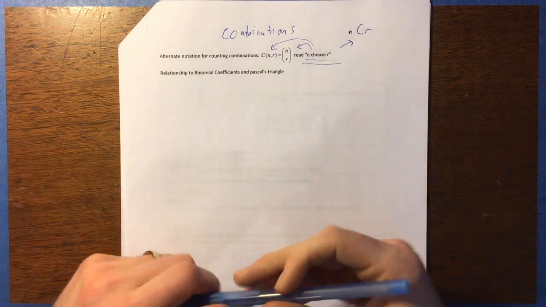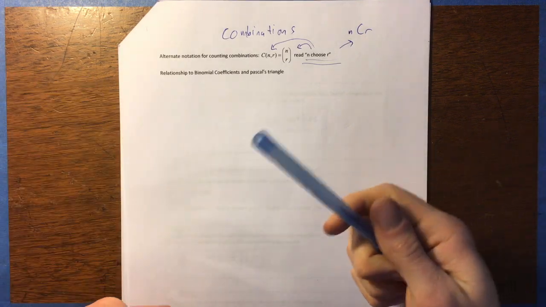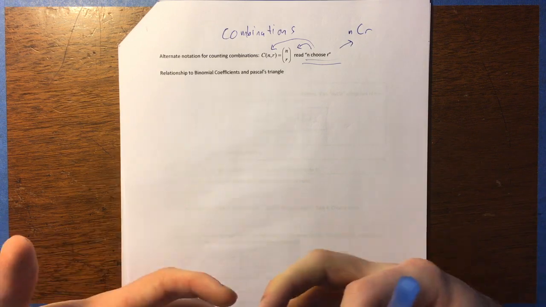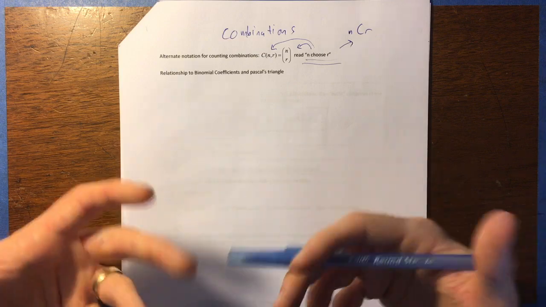Like in the previous example, we had a club of 30 people, and we wanted to count the number of ways of just choosing 4 of them to make a committee, right? And how many different ways can you do that? Where the order of the elements you're choosing doesn't matter.